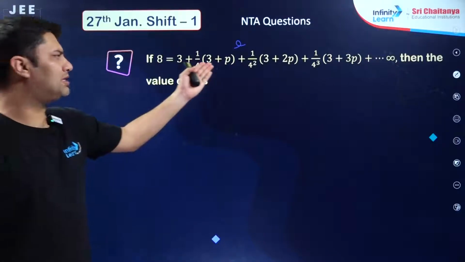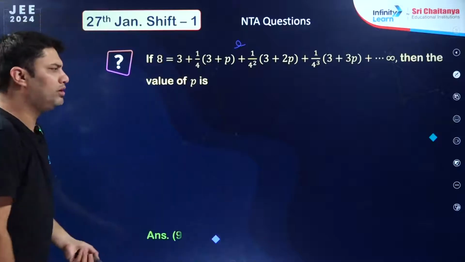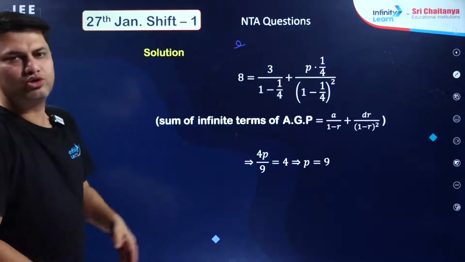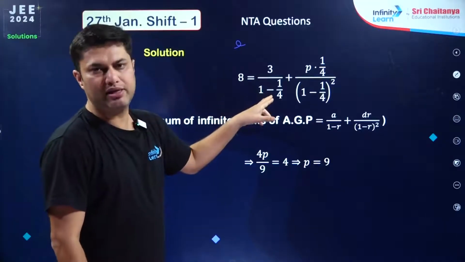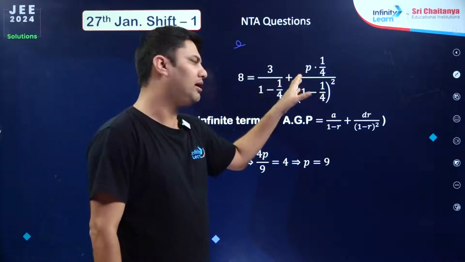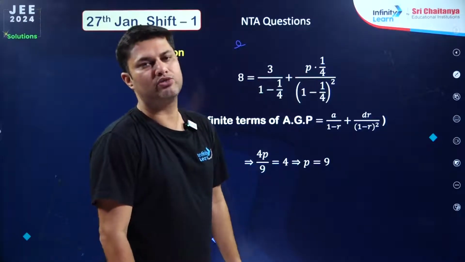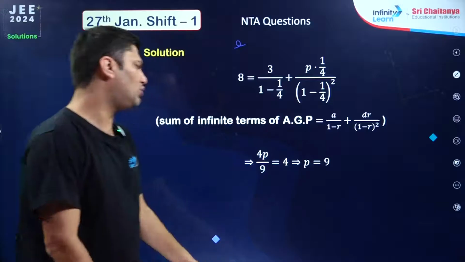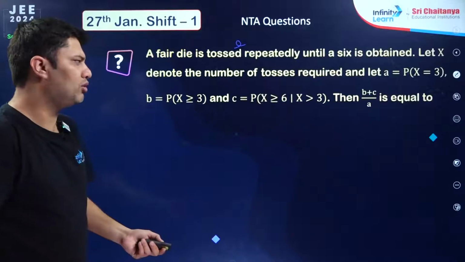Now this is really easy. 8 equal to 3 plus, now this is infinite GP and infinite AGP. I think no need to solve this because this is really easy. So infinite GP and AGP formulas we know, which is A upon 1 minus R, and the infinite AGP formula, as you all know, is A upon 1 minus R plus dr upon 1 minus R square. D is the common difference and R is the common ratio, and you solve, p is equal to 9 is the final answer. It's a really easy problem.